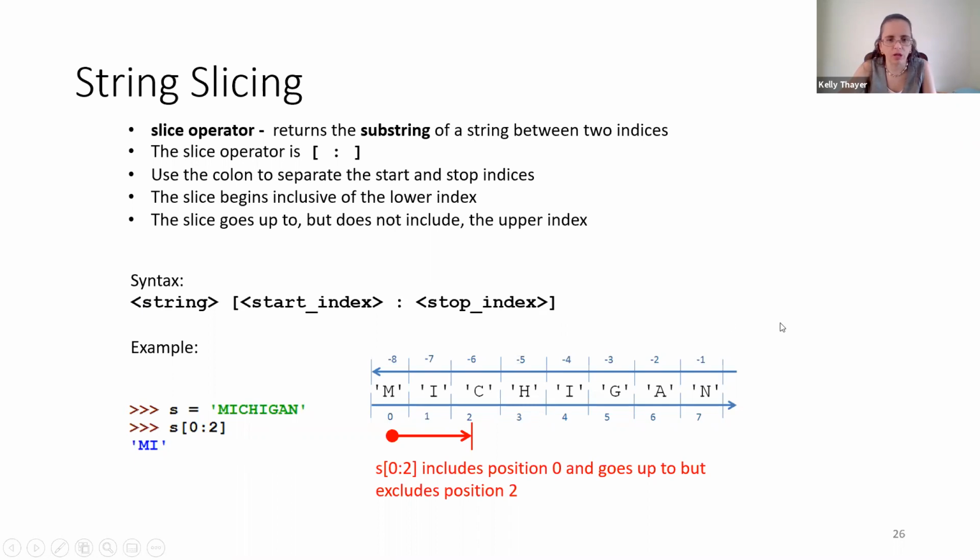Here is Michigan again, and we have our same numbering as we've seen before. This little indicator I've put underneath hopefully helps you understand what I'm trying to represent. If you've ever done those number line representations of domains and ranges in math class, I'm trying to follow that notation. A filled circle means it includes this value, and the arrow indicates it goes up to but does not include that position. For example, if we take the slice of 0 to 2 on Michigan, we include M and I, and it goes up to but does not include position 2. So we get just MI.